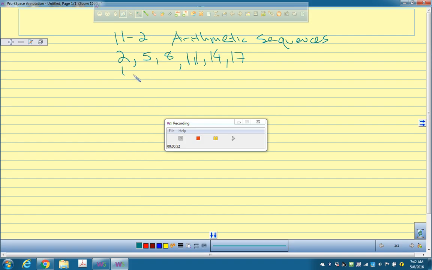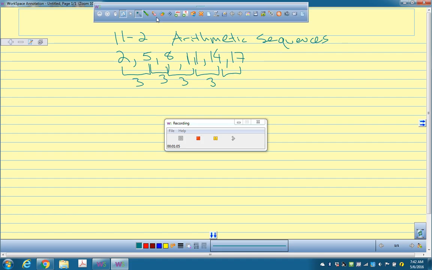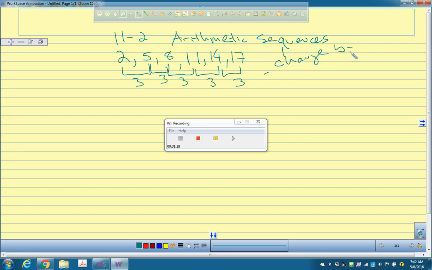So an arithmetic sequence is just that. It's one that's going up by the same amount each time, okay? And yesterday, that's an 11, by the way. So it's changing. So an arithmetic sequence is a sequence that changes by the same amount each time, okay?